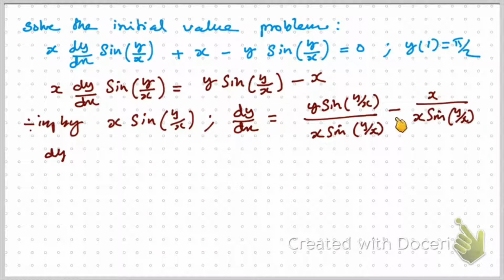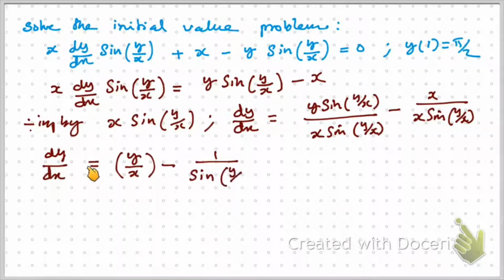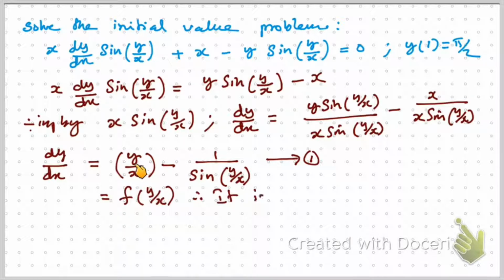So the first term was y sin(y/x), I divided by that, then minus x divided by x sin(y/x). A little bit of simplification would give dy/dx is equal to, here sin(y/x) and sin(y/x) cancel, giving me only y/x. Here x and x cancel, giving me 1/sin(y/x), which turns out to be a function of y/x, and therefore it is homogeneous.